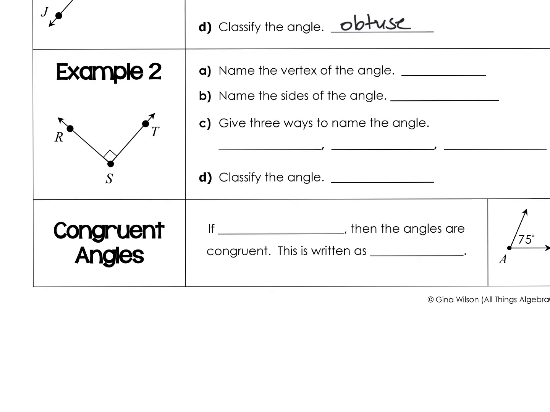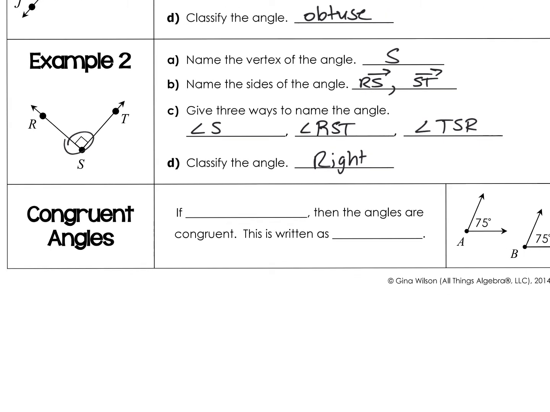All right, example 2. Name the vertex of the angle. That's going to be S. Name the sides of the angle. That's going to be ray RS and ray ST. Give 3 ways to name the angle. Well, the first one would just be angle S. And we could say angle RST, or we could say angle TSR. Both of the 3-letter names have S in the middle because it is the vertex. Classify the angle. Because of this box here, I know that this is a right angle and is equal to 90 degrees.